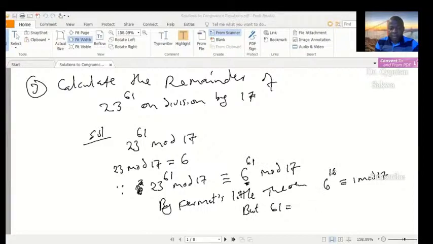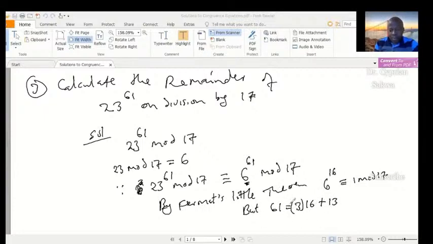So we divide 16 into 61 and see what we get. It will go there 3 times. 3 times 16 will be 48. Let me use my calculator. Okay, so it's 3 times, and the remainder will be 13.